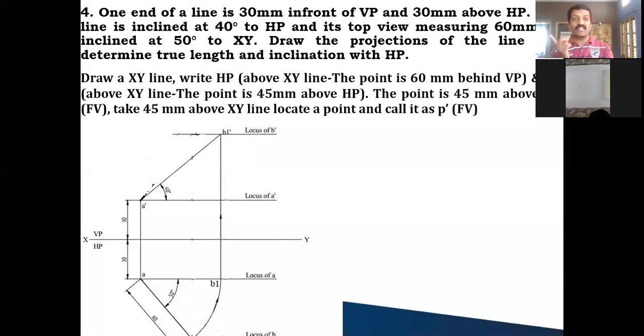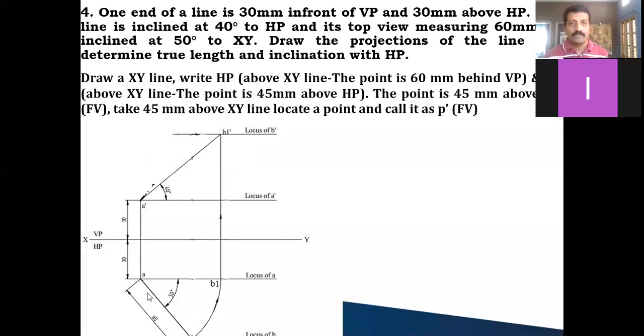And he says the top view is inclined at 50 degree to the XY line. The top view inclination is nothing but beta. This apparent inclination, whatever he has given, is the apparent inclination, that is beta. So what should I do after this? I will take this as the center. Beta I can see only in the top view as apparent inclination. I'll draw a 50 degree line.